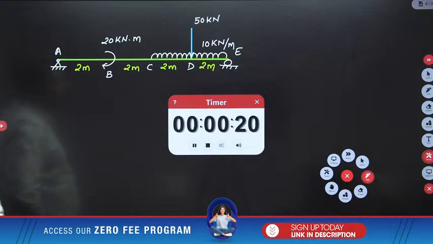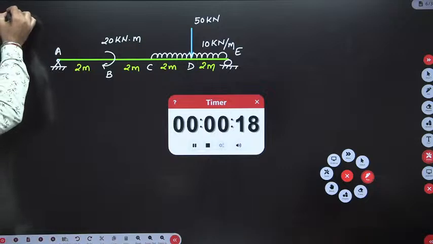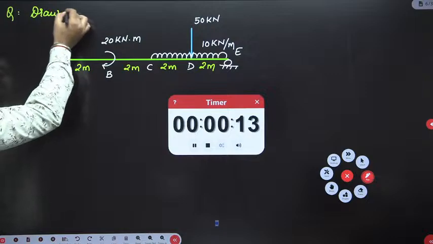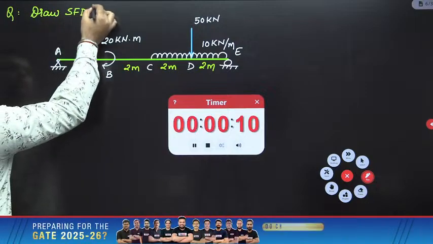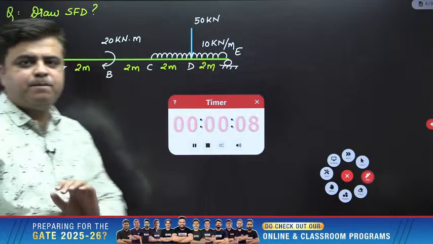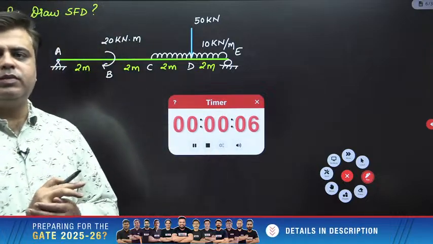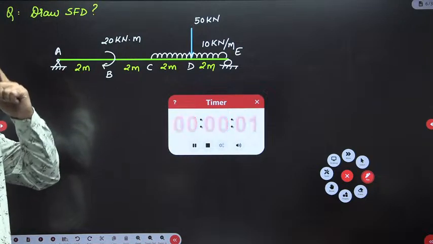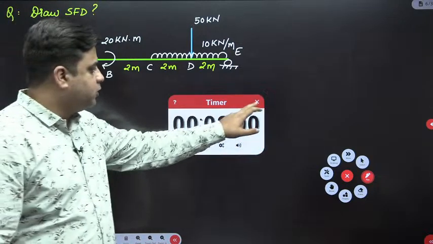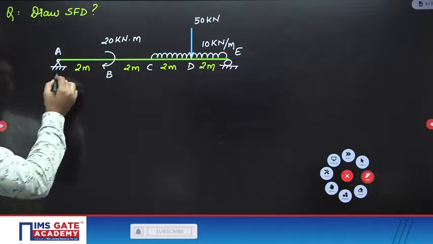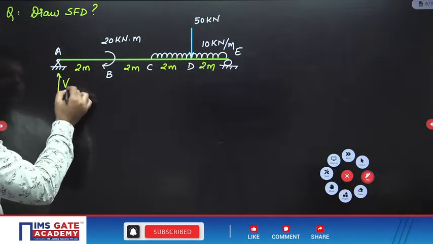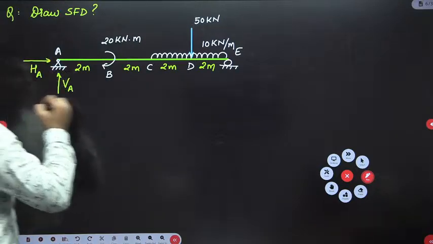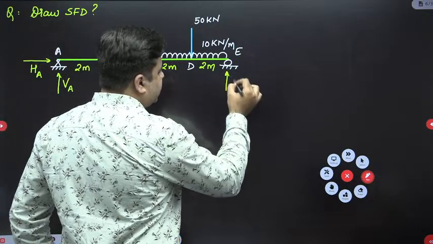You need to draw the shear force diagram for this beam. Step 1 is to calculate the support reactions. First thing, when you observe this beam, you have two reactions here, VA and HA, and then one vertical reaction here, VE.